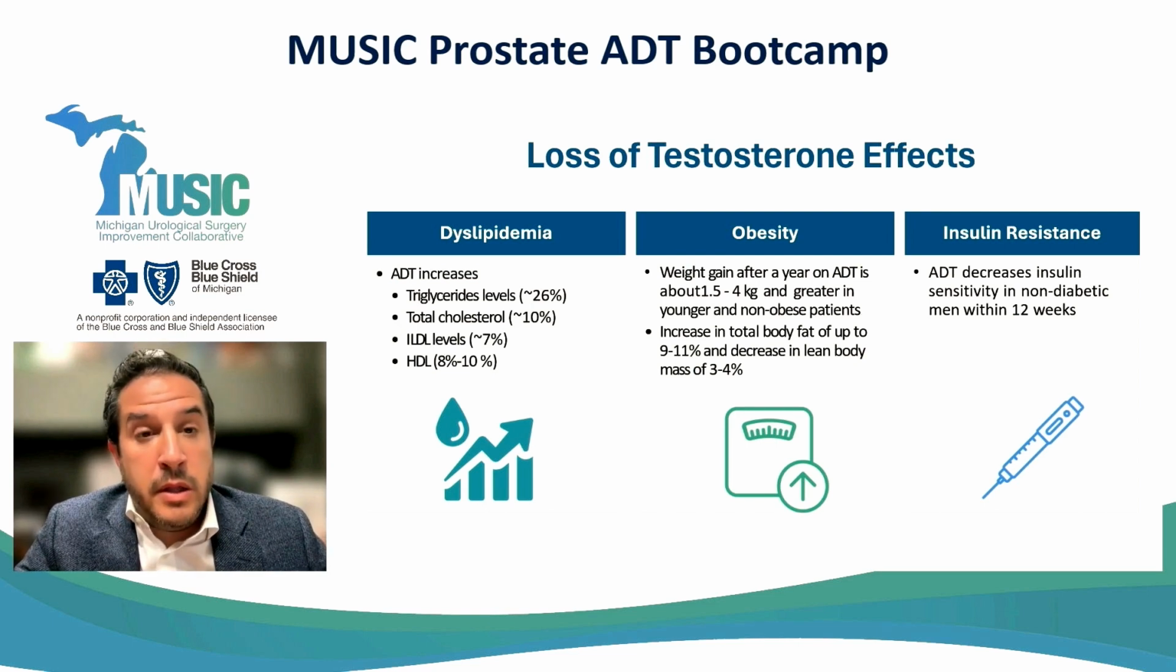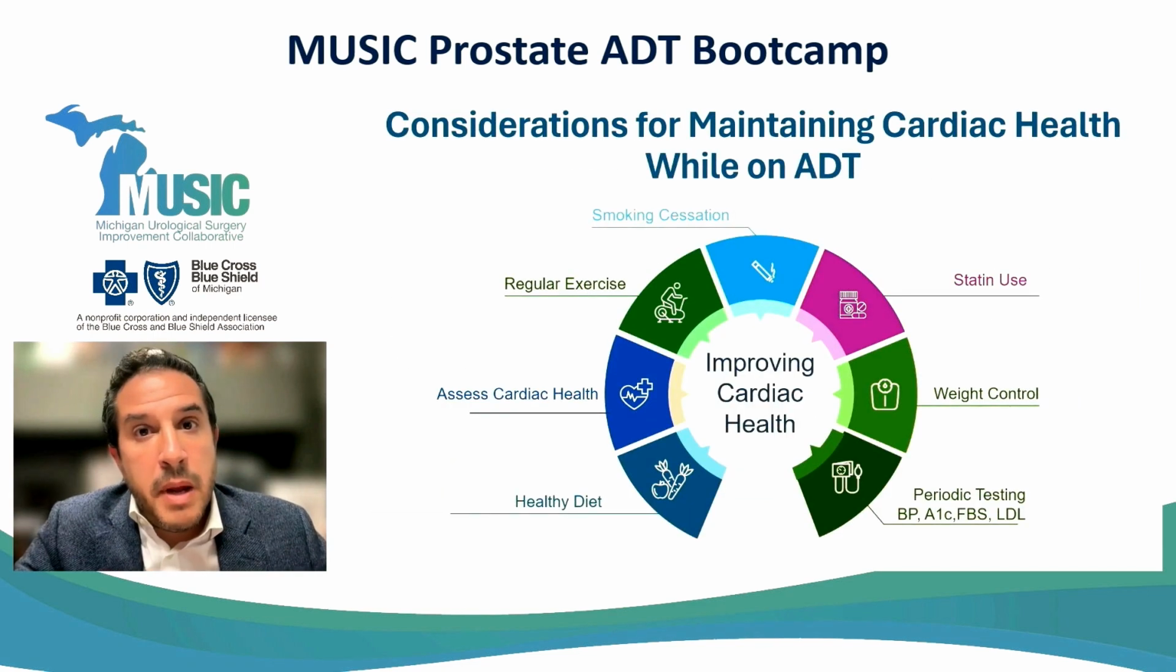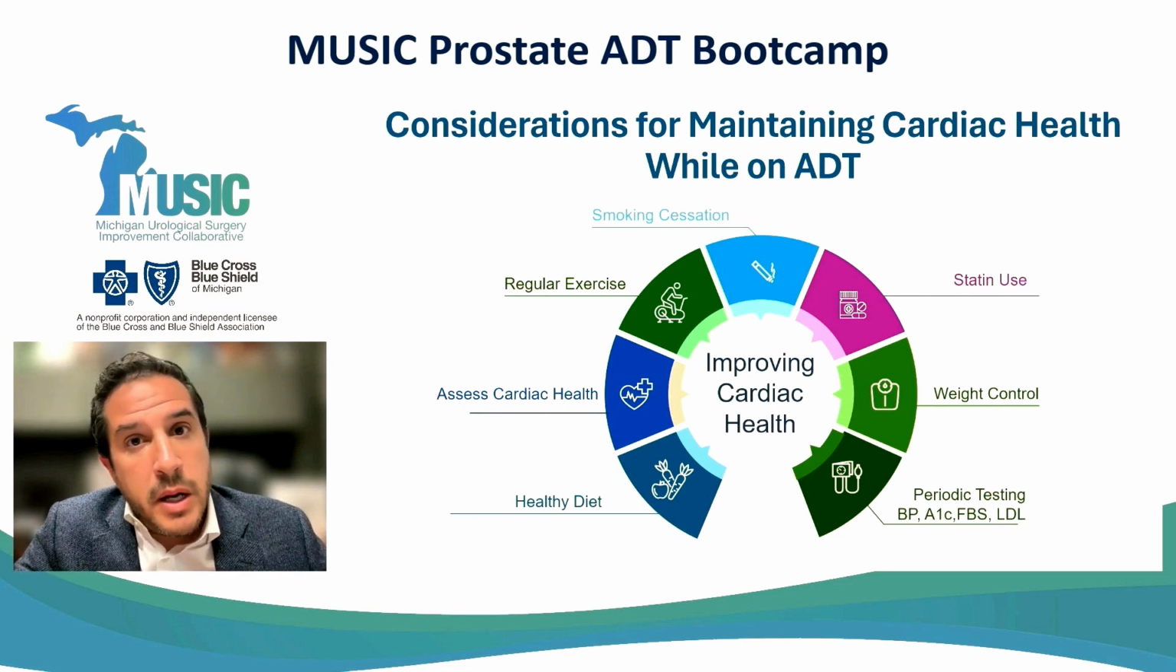So knowing the negative effects of loss of testosterone, it's important when you're managing these patients that you consider and maintain the cardiac health of all your patients. Obviously, a healthy diet is important. A diet with fruits and vegetables and less processed foods is best. It's important that you assess the cardiac health when starting a patient on ADT. Most of the cardiac complications develop within 6 months of starting ADT. Regular exercise and resistance training are important. Smoking cessation is obvious. And statin use is also recommended and should be considered.